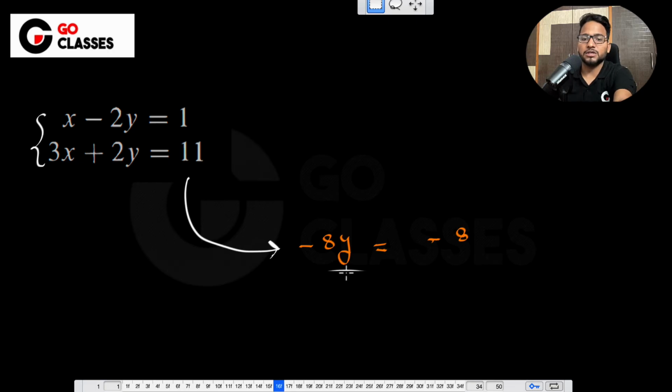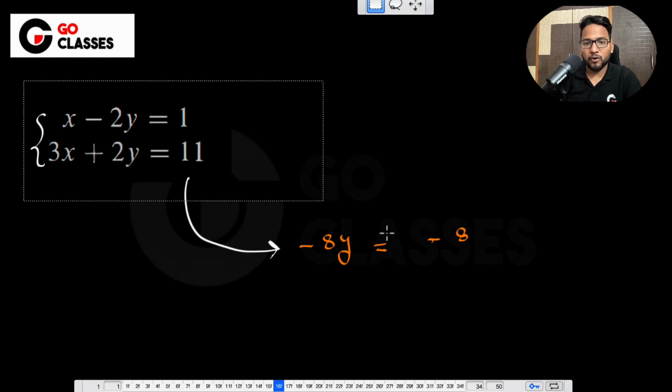And from this equation, I'm getting the value of y, that is fine. But out of these two equations, I have got this equation. Then once I get the value of y, I will just forget about one of these equations. I will just make use of only one equation. So let me just say that I will forget about the second equation.